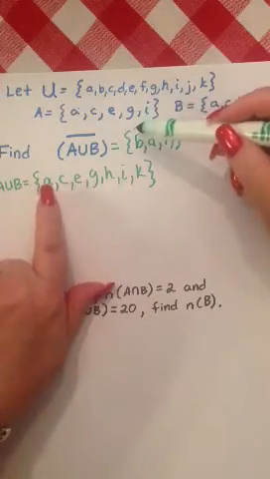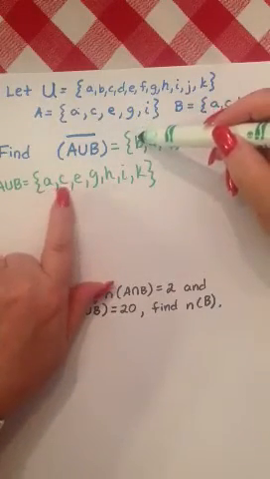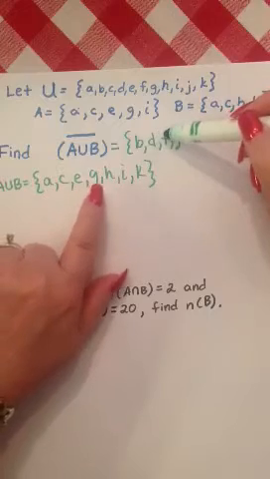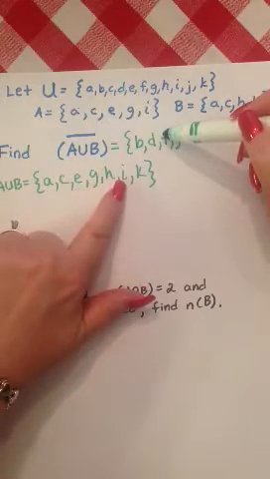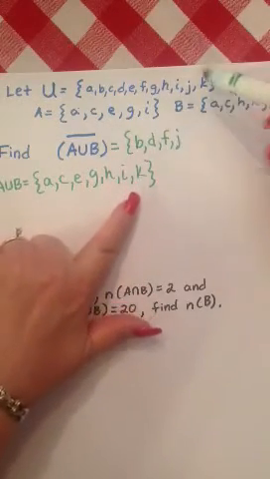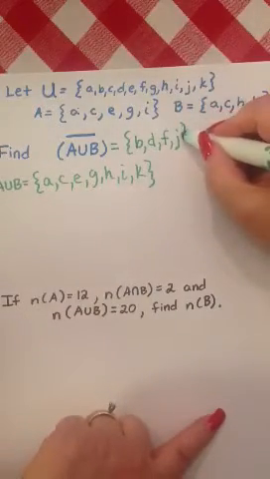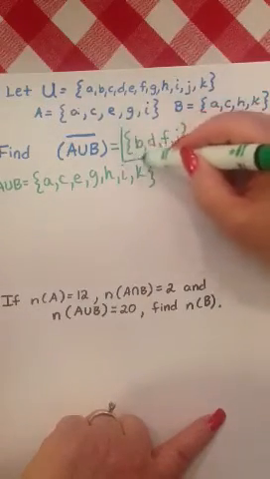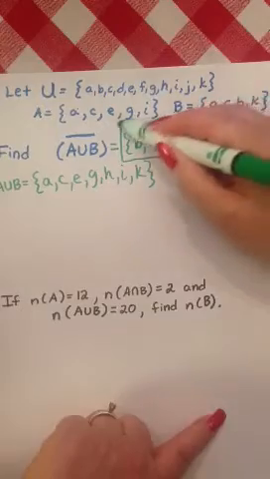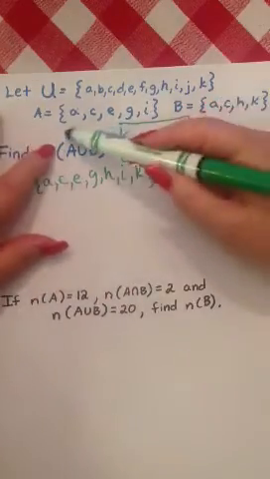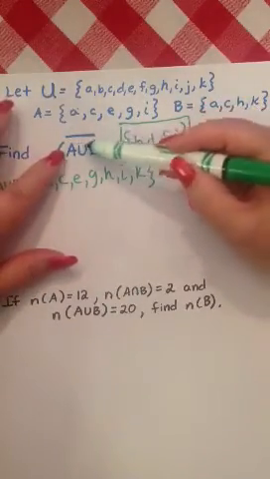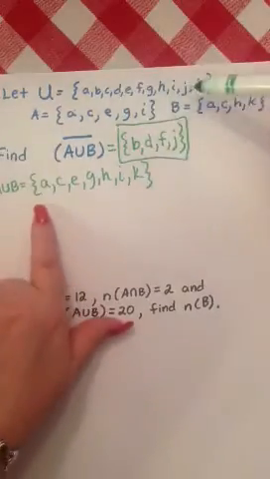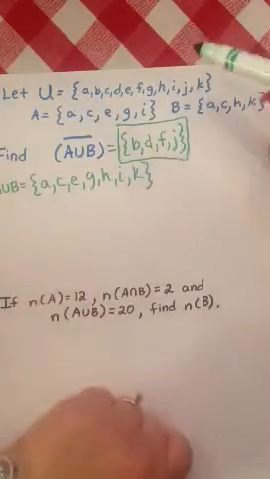Let me double check. So A, B, C, D, E, F, G, H, I, J, K. And that's where it stops. So I think I'm done. So this right here is my answer, okay? They asked me for what is the complement of A union B. I like to think of the complement as being not A union B. It's everything in the universal set that's not in A union B.